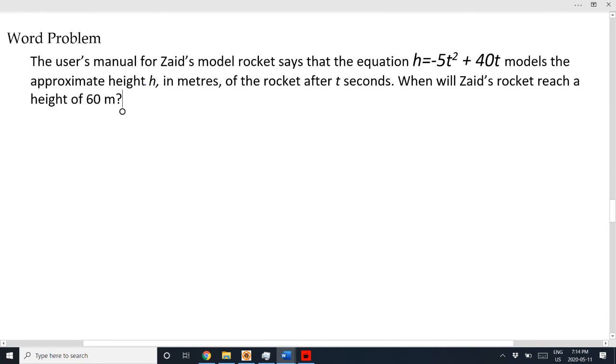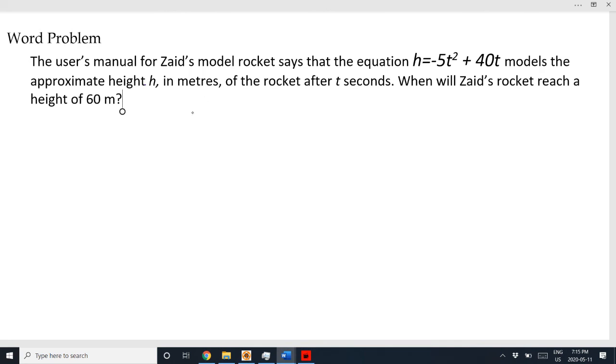So let's try a word problem using this technique. The user's manual for Zaid's model rocket says that the equation h is equal to negative 5t squared plus 40t models the approximate height h in meters of the rocket after t seconds. When will Zaid's rocket reach a height of 60 meters?